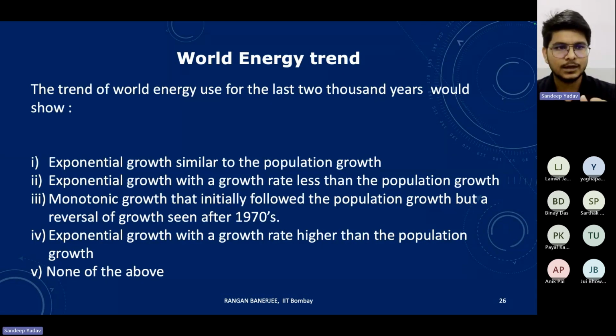And the world energy trend, as explained, a trend of world energy use for the last 2000 years shows exponential growth with a growth higher than the population because we are using more and more energy. We are using different kinds of appliances. New appliances are coming on. So that's why we are moving to higher than exponential growth.